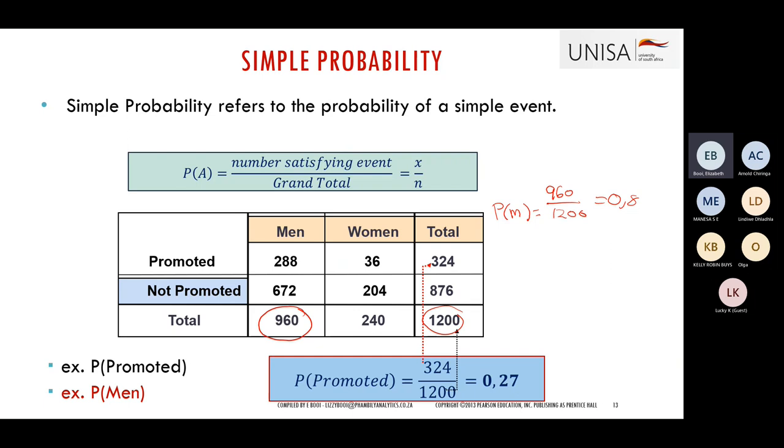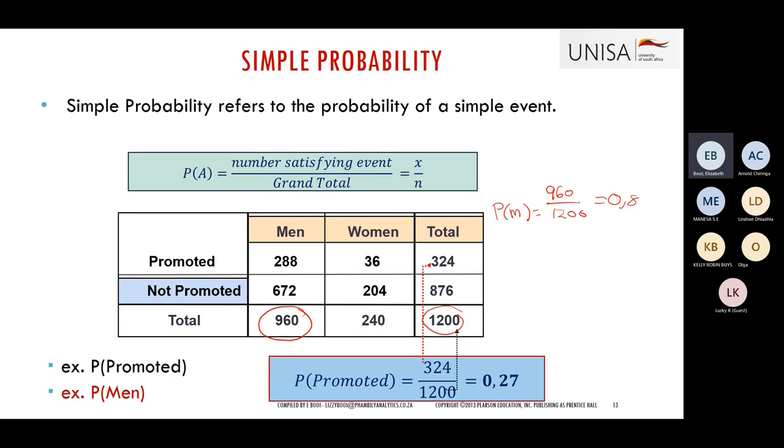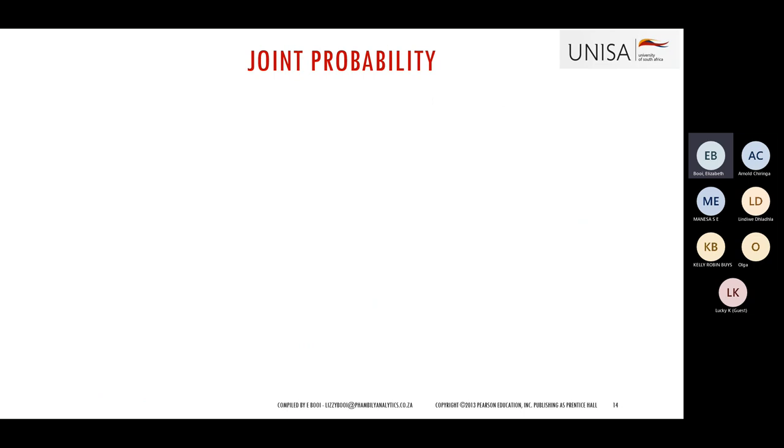So let's move on, because we've got a lot to cover. Do you have any question before we move? Is everything clear? Okay, good. No response. Then we move on to joint probabilities.